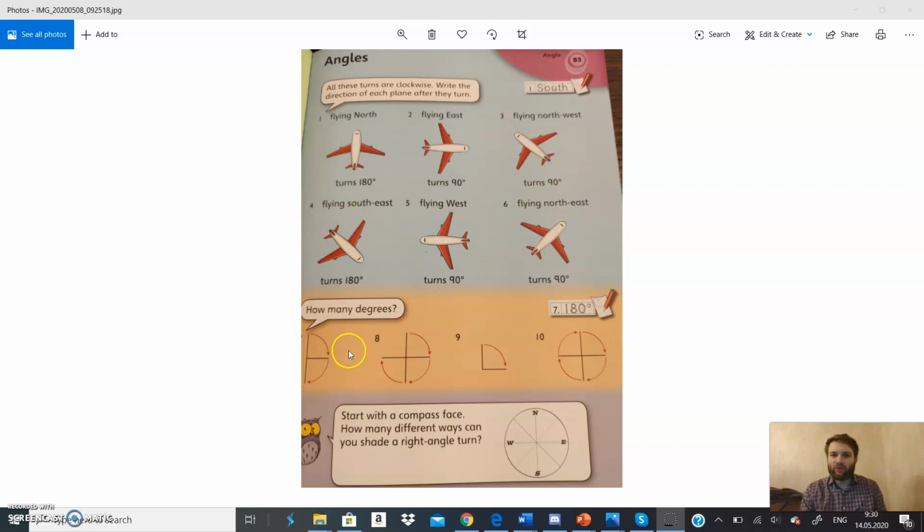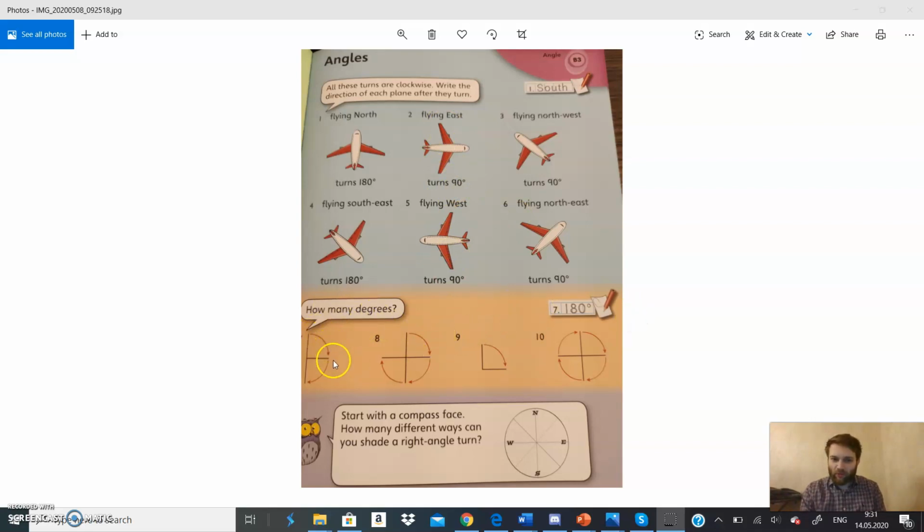Now, for these ones, you've just got to count how many degrees there are in each picture. So for each small red line, all of those are right angles. So this one has 2 right angles, this one has 3, 1, 2, 3, 1, and 4. Now, a right angle is 90 degrees, as you can see from this one. So you've just got to write how many degrees for each question.